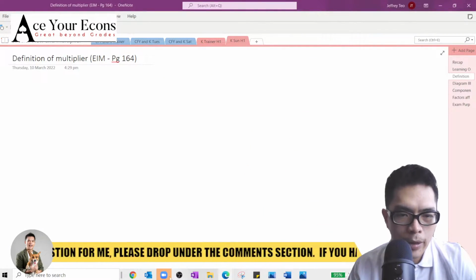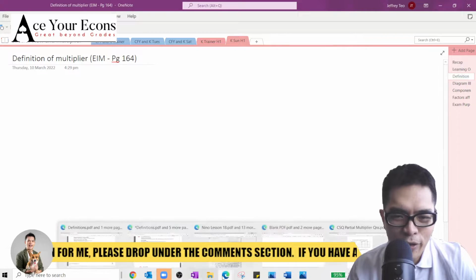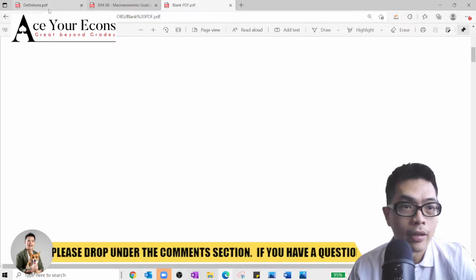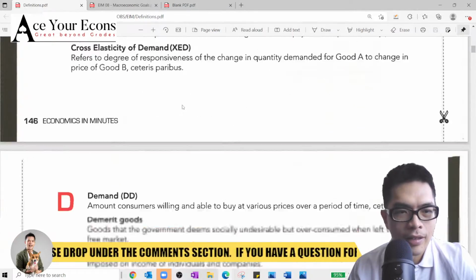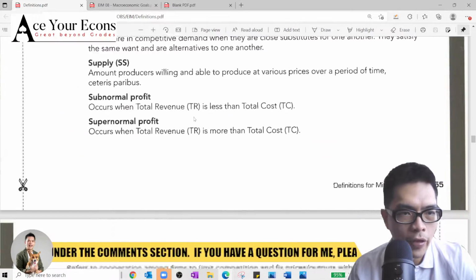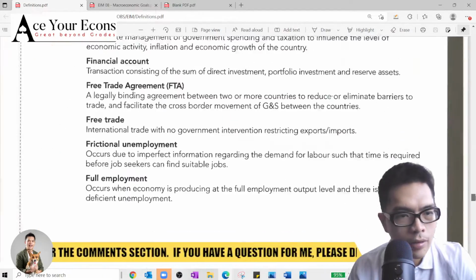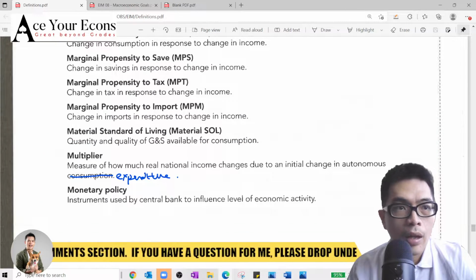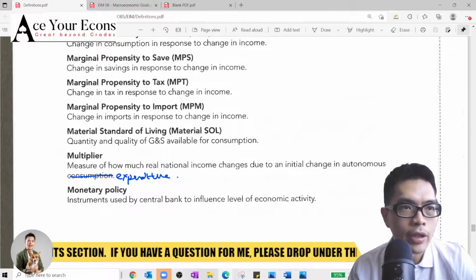One second, where are my notes? I have too many screens and I am kind of confused. Where are my stuff? Here. Okay, 164. Is everyone at page 164?